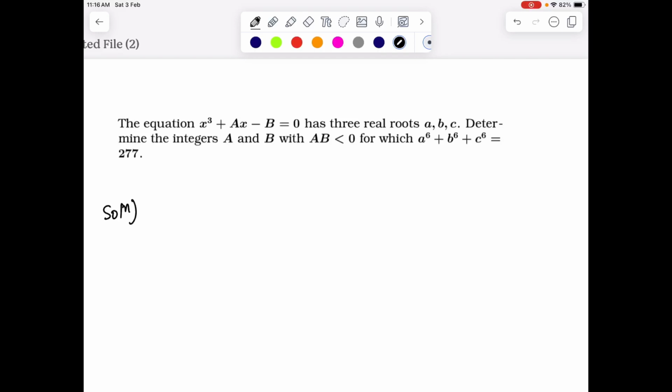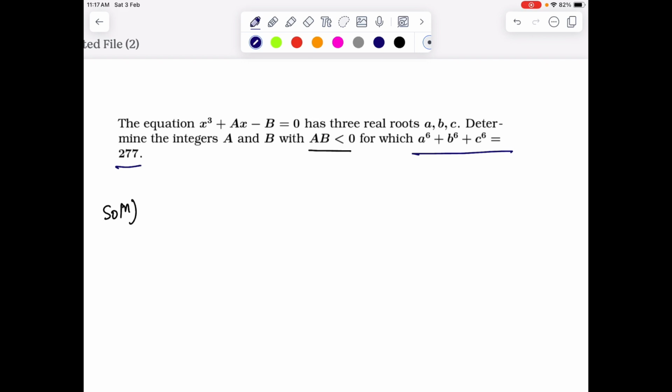Hello all of you, and here is an interesting problem based on cubic application. The problem goes like this: we have a cubic equation x³ + ax − b = 0 having three roots a, b, c. We need to find the integers a and b with ab less than 0 such that the sum of 6th power of roots is 277.